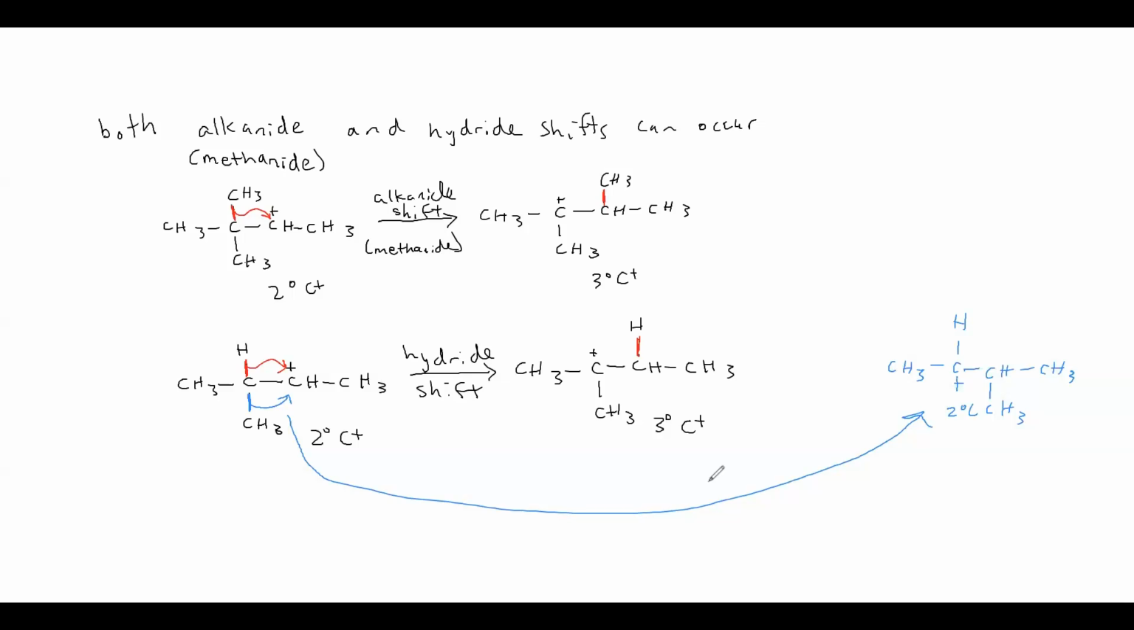Okay, now these can get a little trickier because when we have some cyclic structures, we can actually do alkanide shifts that lead to ring expansion. So when we have a ring that has some angular strain in it, right, from being a smaller ring, we might be able to do an alkanide shift and actually expand that ring.